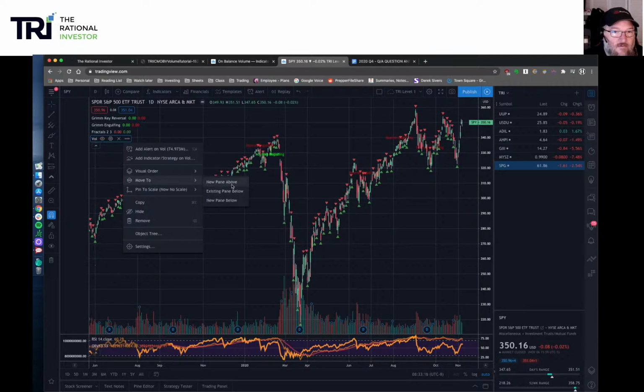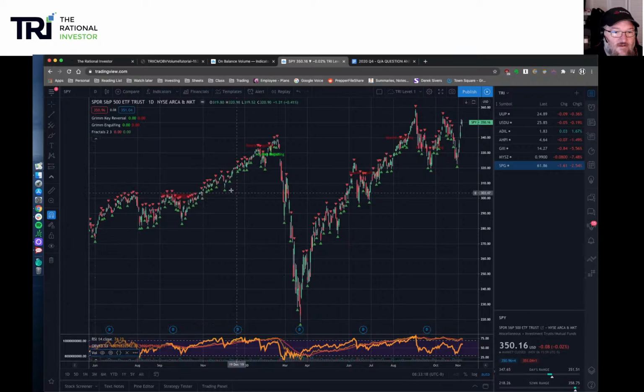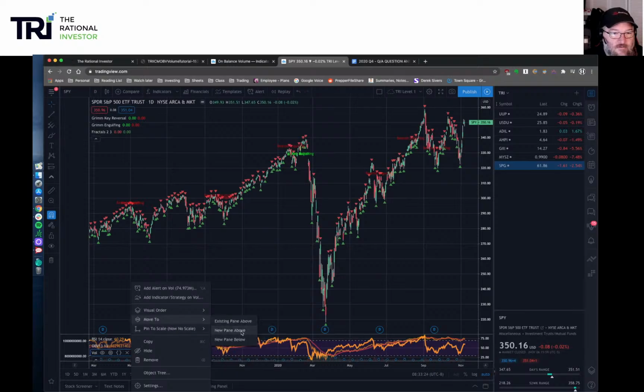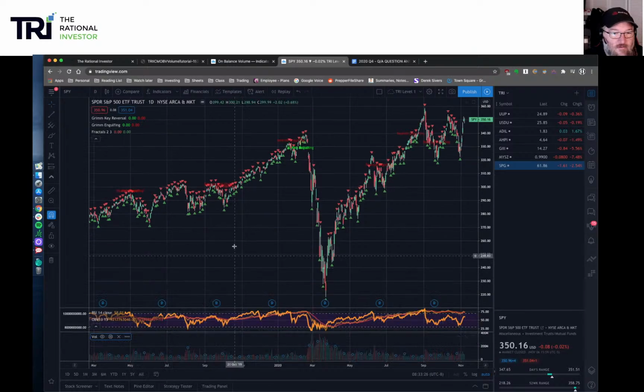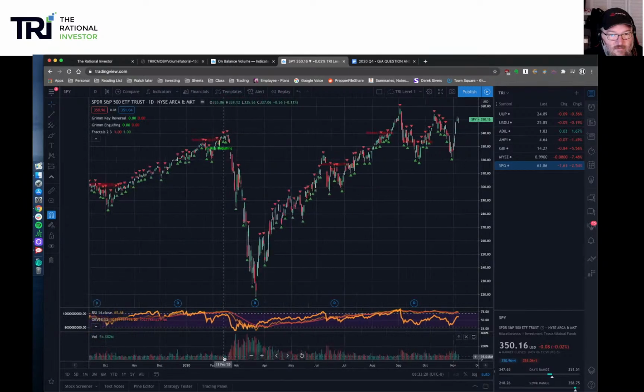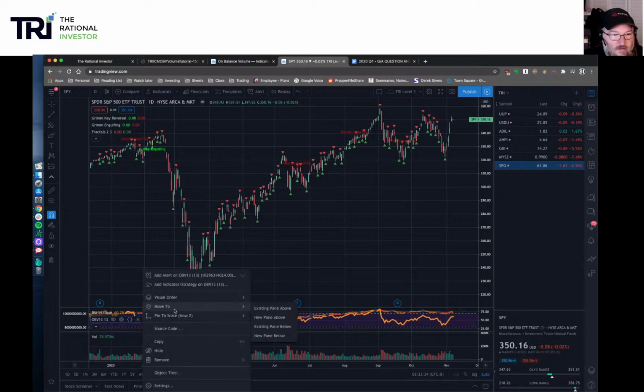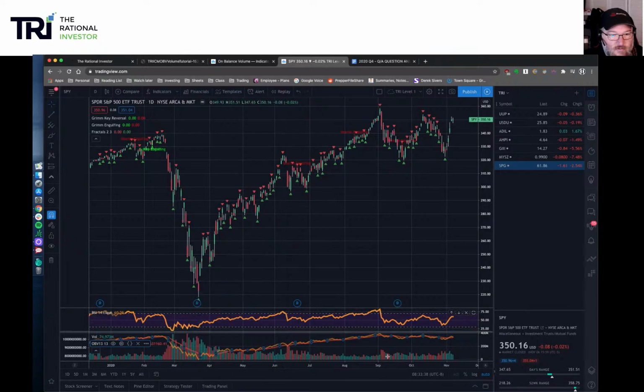Move to existing pane below. We're going to move it to its own pane this time. We're going to go move to new pane below. So we have a bigger volume. Yeah, that's why it's these big bars here. And let's take OBV. We're going to move to existing pane below. There we go. That might be a little clearer for you to see.